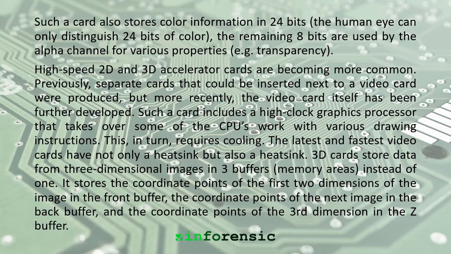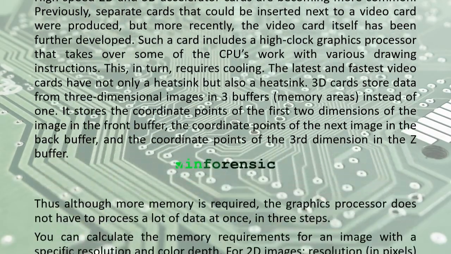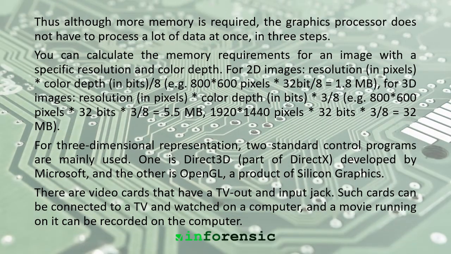3D cards store data from three-dimensional images in 3 buffers, memory areas, instead of 1. It stores the coordinate points of the first 2 dimensions of the image in the front buffer, the coordinate points of the next image in the back buffer, and the coordinate points of the third dimension in the Z buffer. Thus, although more memory is required, the graphics processor does not have to process a lot of data at once, but in 3 steps.